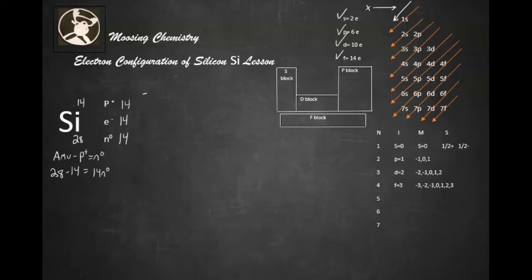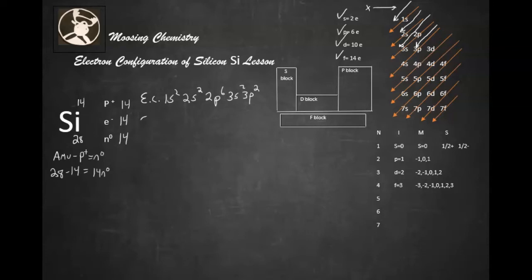Okay, let's do the electron configuration. It starts off as 1s2, 2s2, 2p6, 3s2. So 2 and 2 and 6 make 10, plus 2 makes 12. All we need to do is come down to this 3p right here, and we're going to stop right there, and that's going to be 3p2.